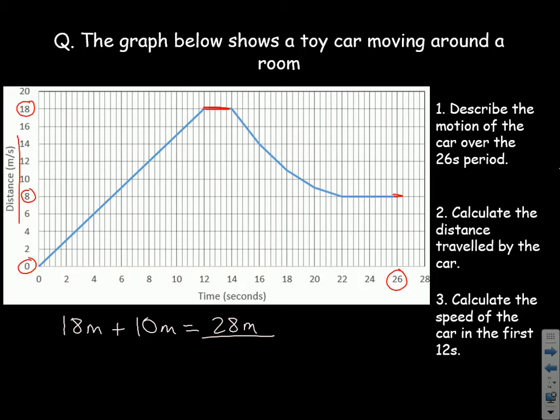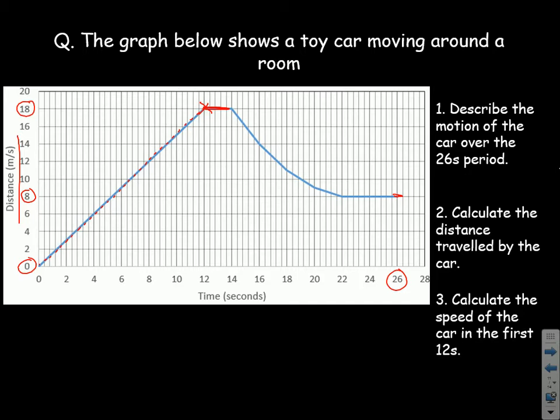And then number 3, calculate the speed of the car in the first 12 seconds. It's important that you read the questions carefully. It does say the first 12 seconds. So it only wants you to work it out up to this point, which is handy because it is actually a straight line. It would be a lot more difficult if it was a curve. And in fact, for GCSE physics, they won't get you to calculate the gradient of a curve.